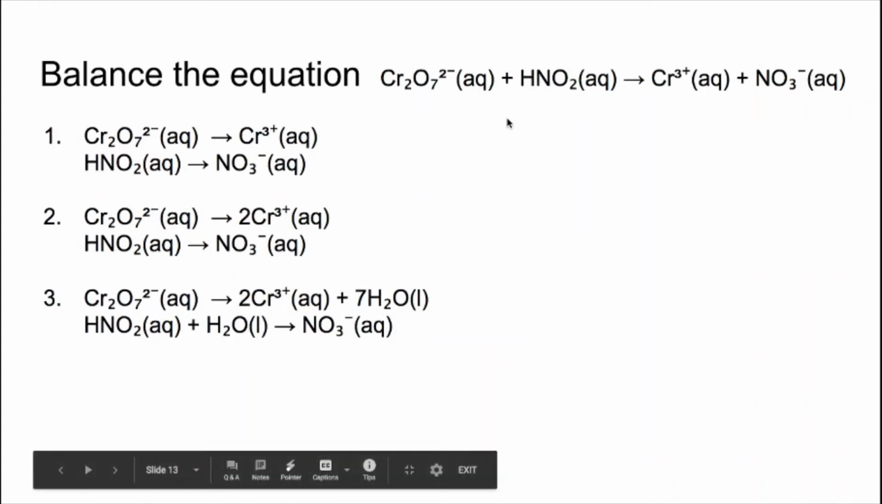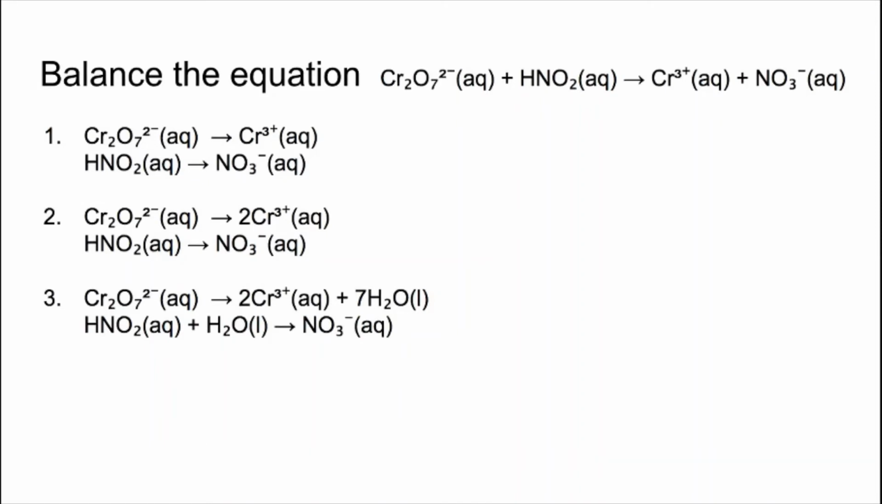Balance the equation Cr2O7 2- plus HNO2, and it turns to Cr3+ plus NO3-.